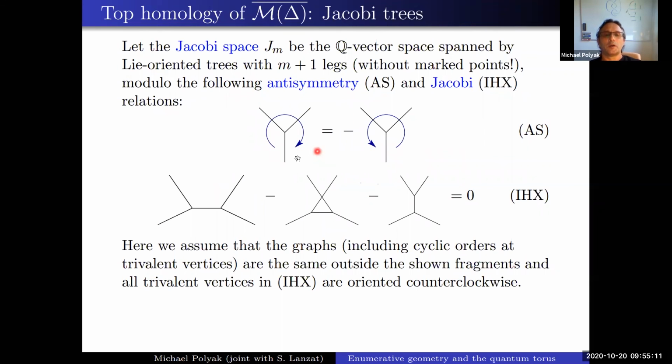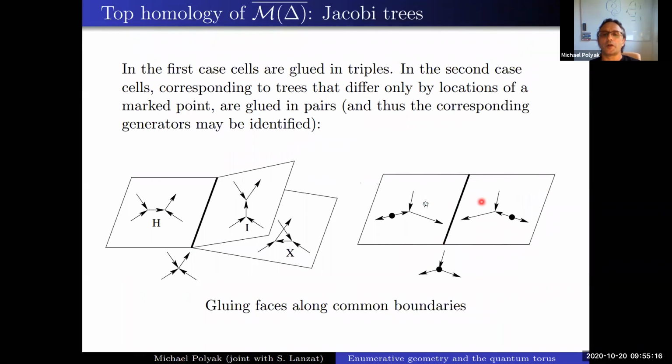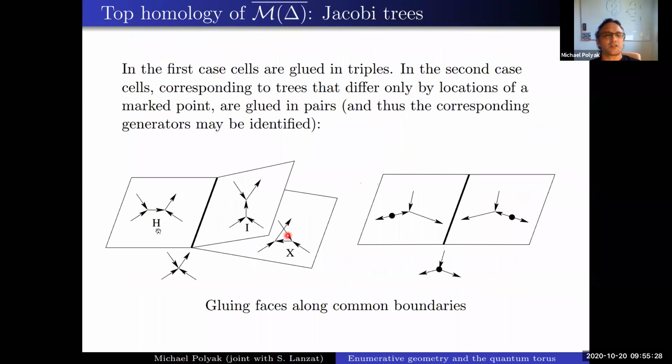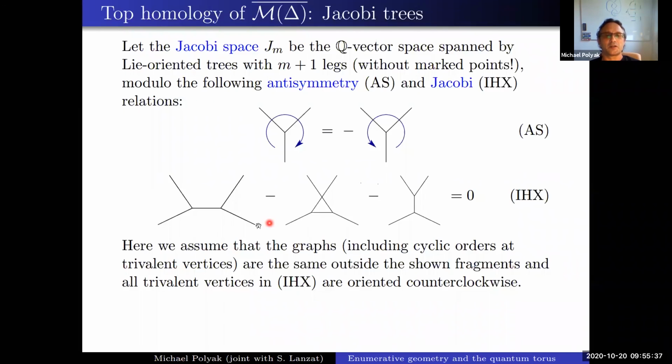One of them is just some antisymmetry, and it corresponds to this gluing. The other one is that the sum of some three terms equals 0. And as you probably can see here, they correspond again to the gluing of three different graphs along the common strata where you see a 4-valent vertex. And you can think about this as the Lie bracket relation in a sense.